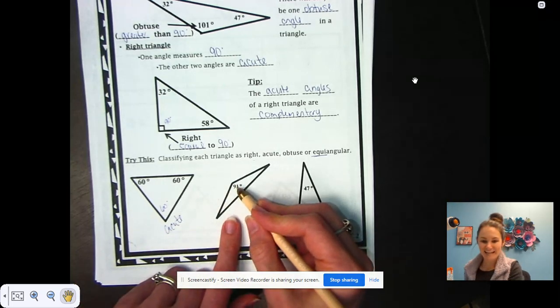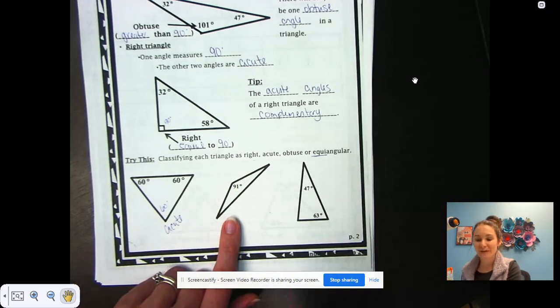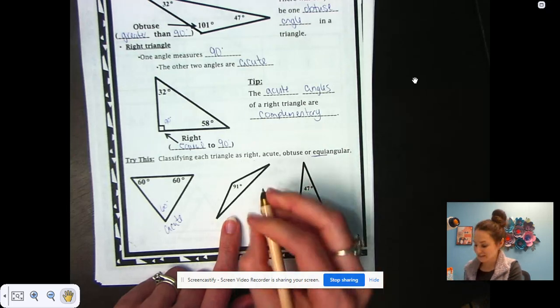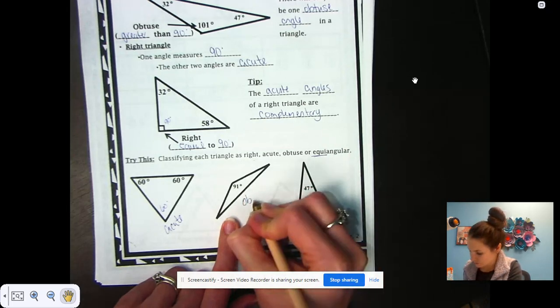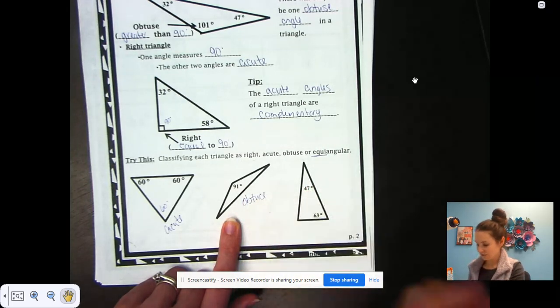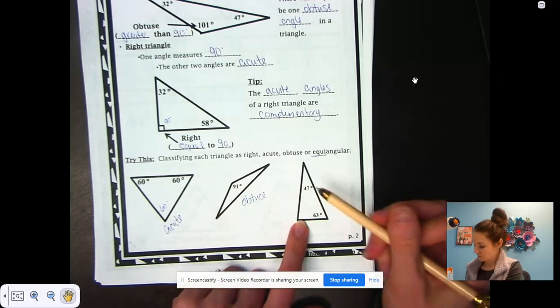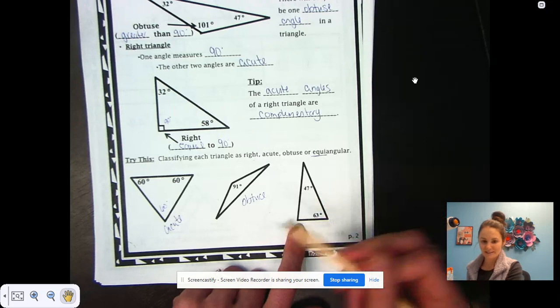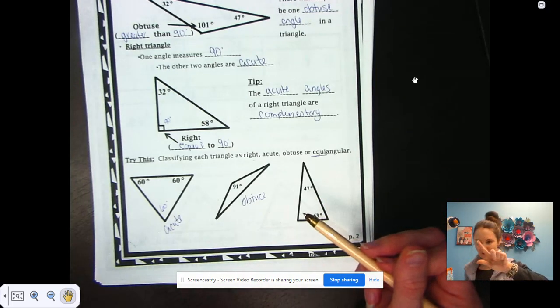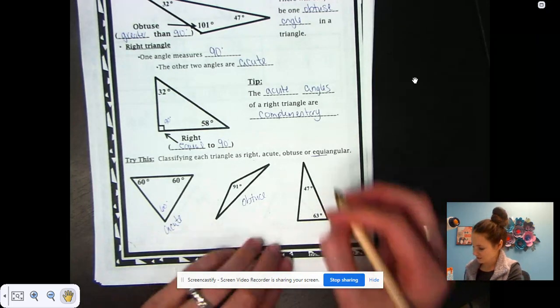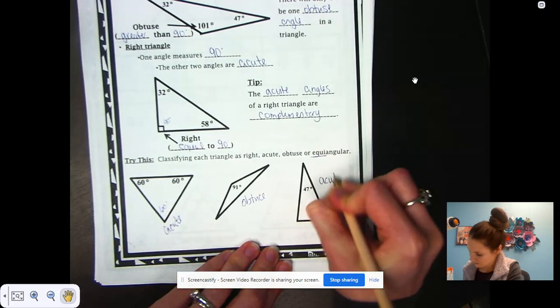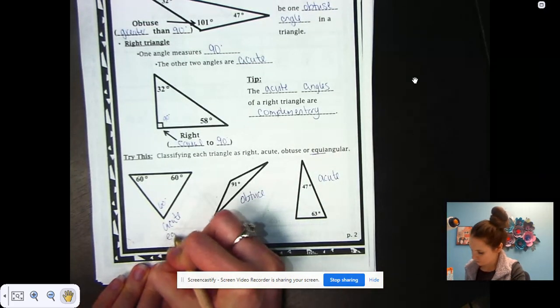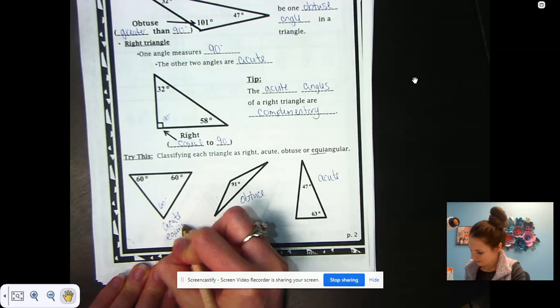We see that this is 91. That is bigger than 90, so that bumps it up to an obtuse triangle. Over here, 47, 63. I know this one is also smaller than 90. It's less than that L, so this one is also going to be acute. You can write equiangular for this one as well.